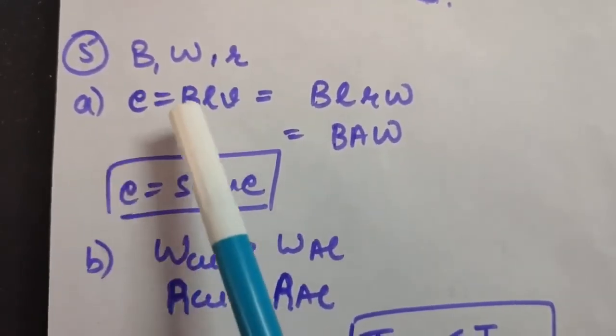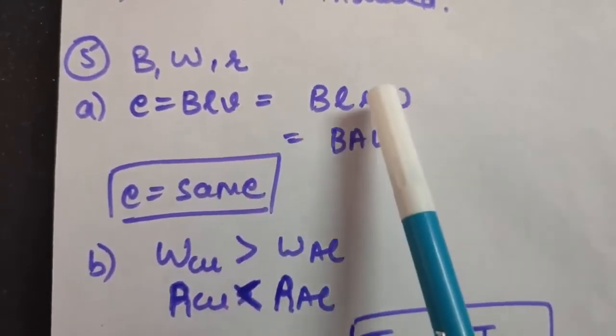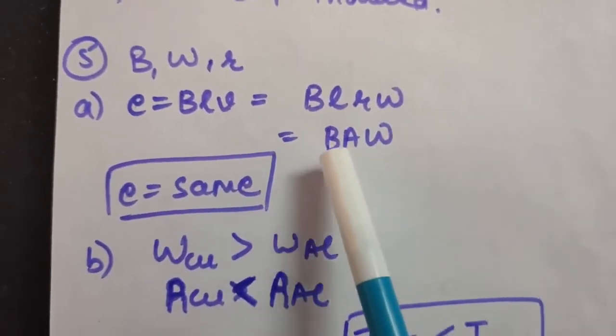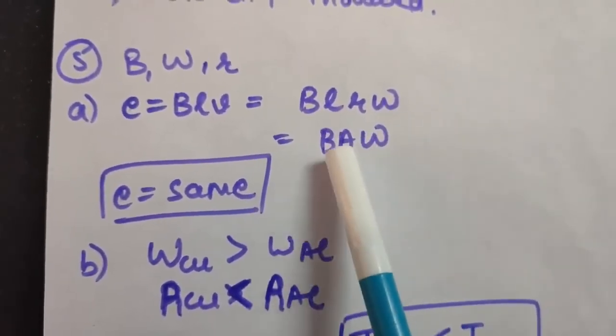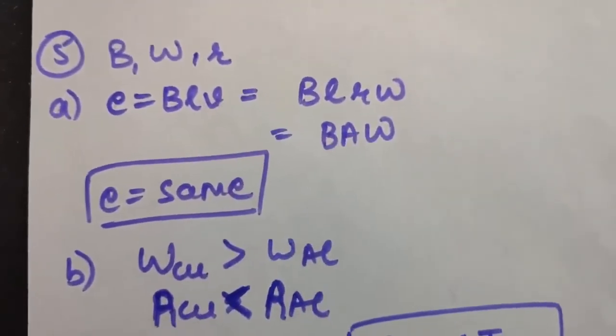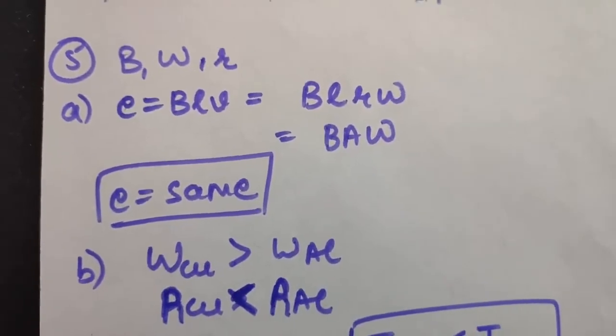Now, as you know, E is BLV, or you can write it down as V is R omega. So LR, this is nothing but area. So E is BA omega. Now all the things are constant. B is constant, omega is constant, and because R is same, A is also same. So that means E will remain same for both of them. So induced EMF will be same.